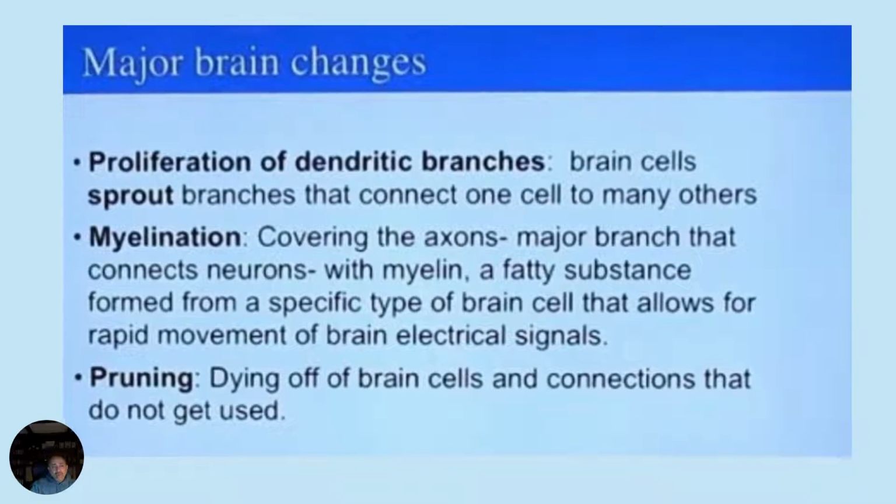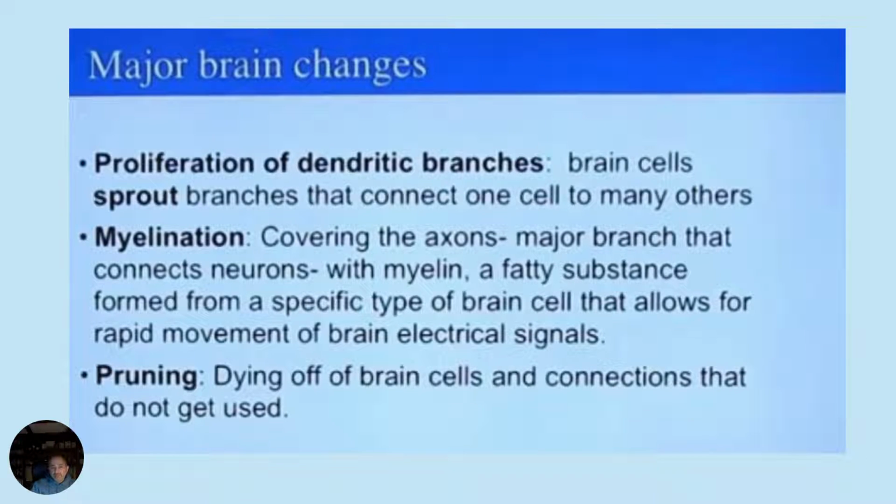When we look at some of the major brain changes, there is proliferation of dendritic branches: brain cells sprout branches that connect one cell to many others. Myelination is covering the axon, the major branch that connects neurons, with myelin, a fatty substance formed from a specific type of brain cell that allows for rapid movement of the brain's electrical signals. We'll talk a little bit about it in future slides. And then you have pruning, the dying of brain cells and connections that do not get used.